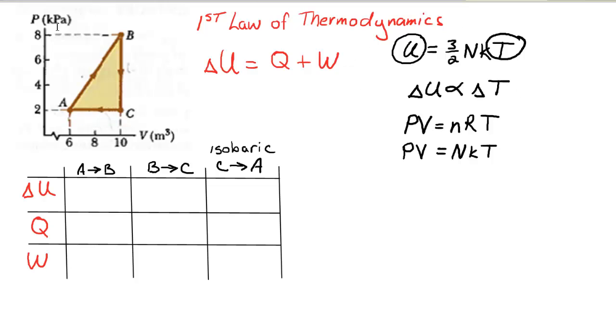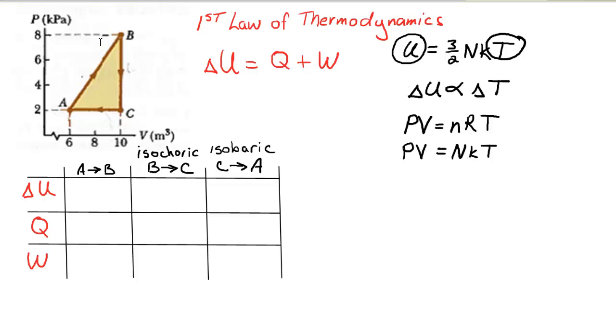Now the other obvious one is the vertical line from B to C. From B to C, the pressure drops from 8 kilopascals down to 2, but the volume remains at 10 meters cubed. So the gas is remaining at its original volume while the pressure decreases. If the volume doesn't change, we call that isochoric or isovolumetric. So B to C is isochoric.